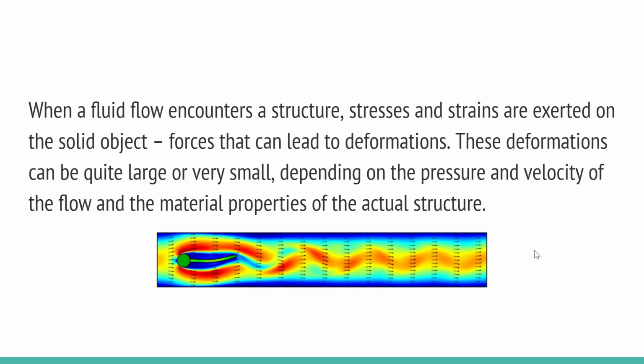Come to the next slide. When a fluid flow encounters a structure, stresses and strains are exerted on the solid object, forces that can lead to deformations. This deformation can be quite large or very small, depending on the pressure and velocity of the flow and the material property of the actual structure. So this is a structure as shown in the diagram.